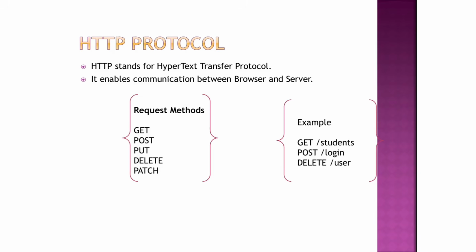Let us understand the different HTTP request methods. First, GET method. The GET method is used to retrieve information from the server. It only requests the data and does not modify it. Example, viewing student details, opening the home page, searching for products, reading news articles. Example, GET students. This tells the server, please send me the list of students.